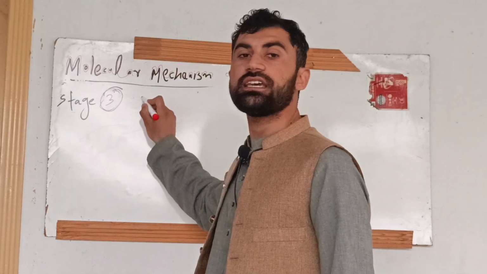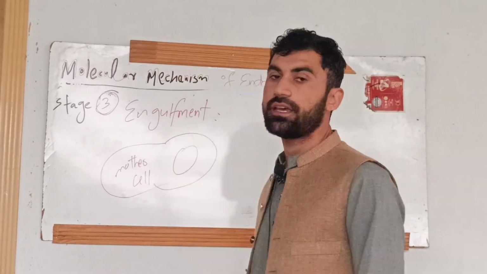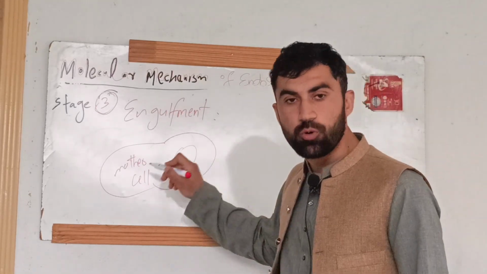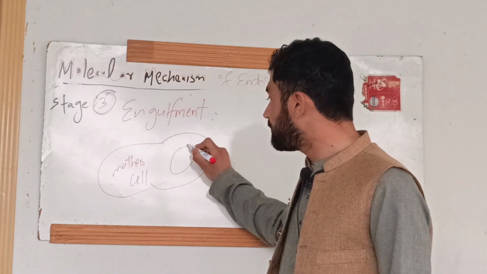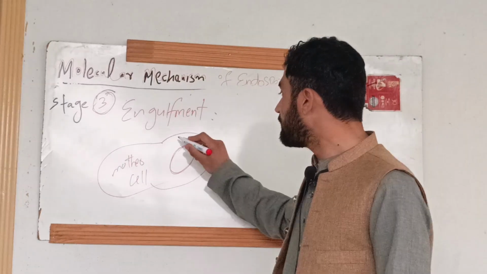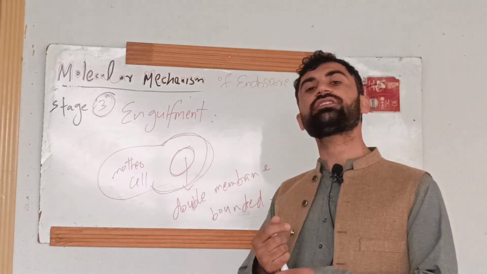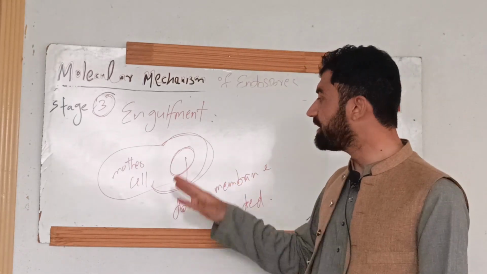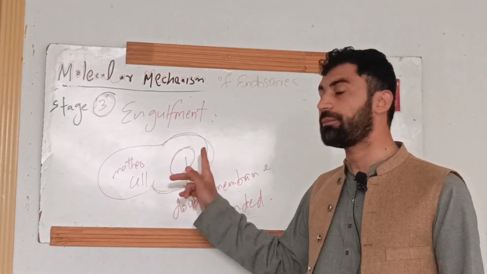Stage 3, which is engulfment. Engulfment means that the mother cell and the pre-spore are here. So the mother cell will engulf the pre-spore, and now the pre-spore is inside the mother cell. One is the pre-spore wall here, and the other one is the mother cell wall. This structure, the spore, has now become a double membrane structure, and the SPO genes are involved in this process because it helps stabilize the structure.